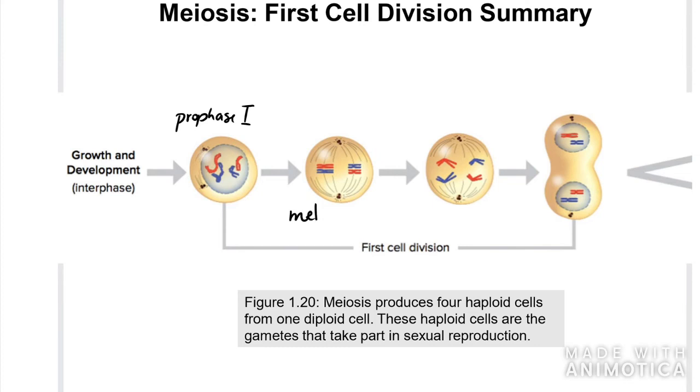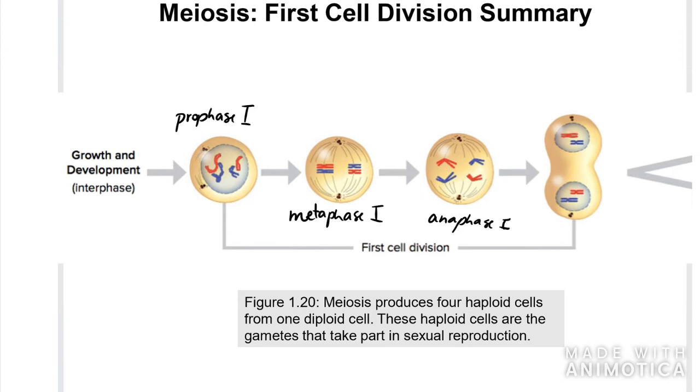So this is our metaphase 1. We have our X's being pulled apart, not just our sister chromatids being pulled apart. So this is our anaphase 1. And then in this last picture of the first cell division, we still have X's in our nucleus even as it's reforming.